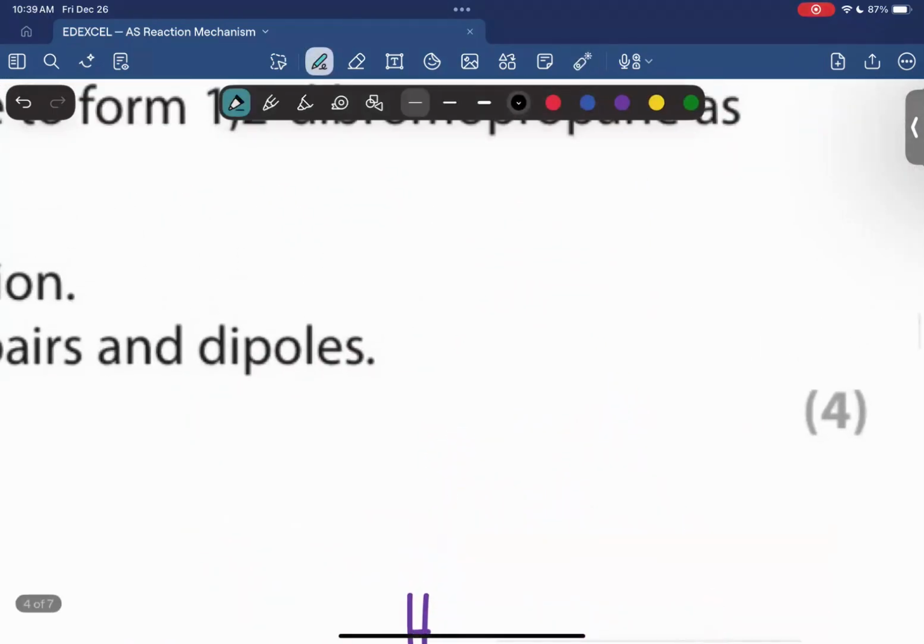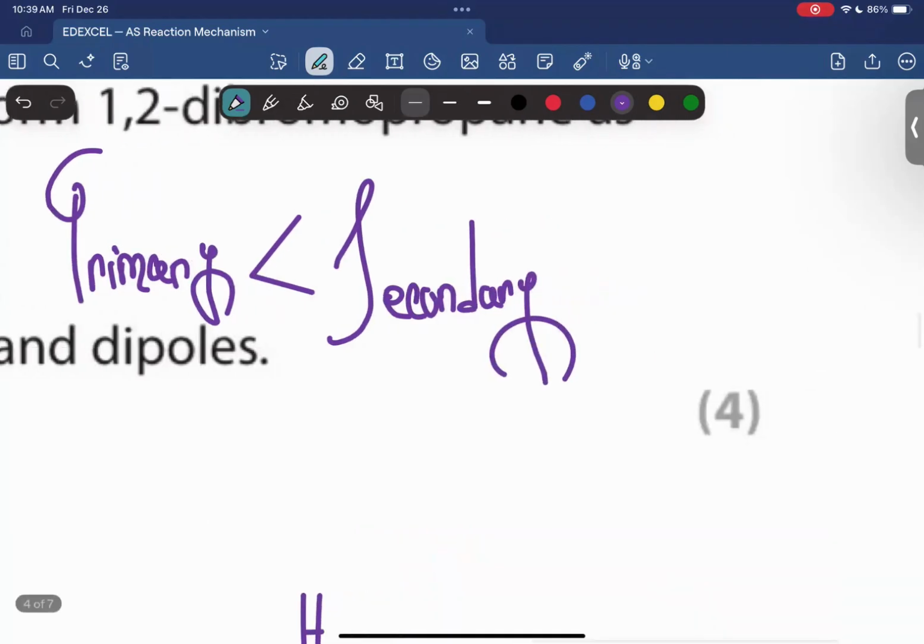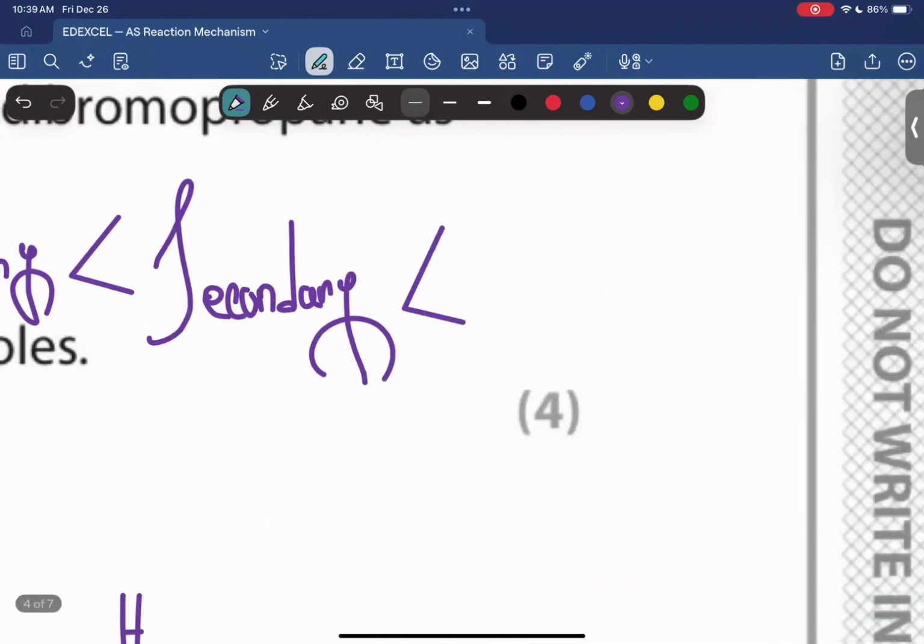Tertiary. Primary carbocation is less stable than secondary, which in turn is less stable than tertiary carbocation intermediate. Now why?